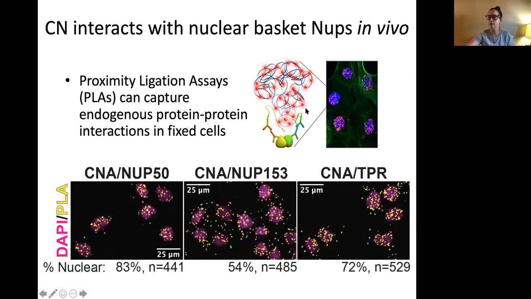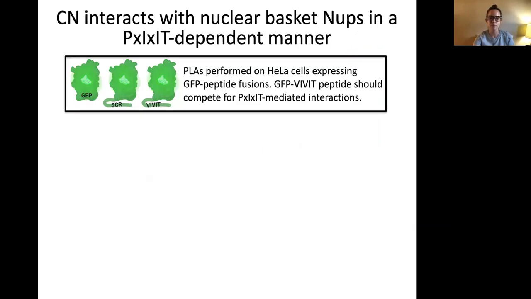So keep in mind that PLAs, at least the way that we performed them, are also able to capture the endogenous levels of proteins and also give you spatial information. So you're seeing where these interactions are occurring within the cells. And what's shown here on the bottom is that when we perform PLAs with calcineurin and either of the 3 nuclear basket Nups, we see robust PLA signals that really center on the nucleus, suggesting interactions between these proteins in vivo. Next, we wanted to determine whether these interactions were PxIxIT dependent, since we identified those PxIxIT motifs.